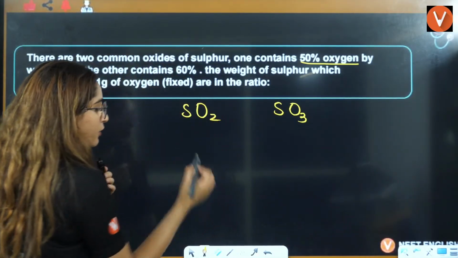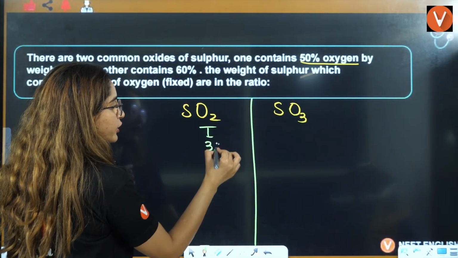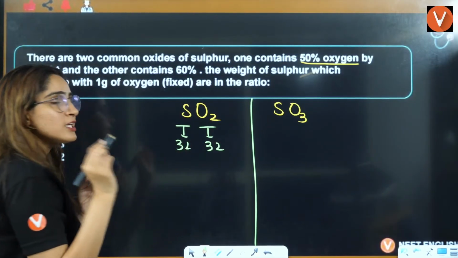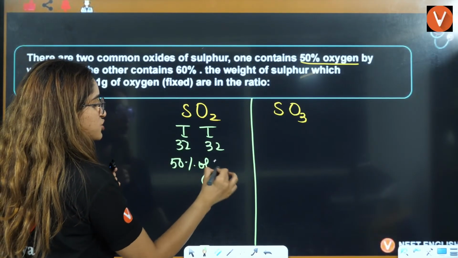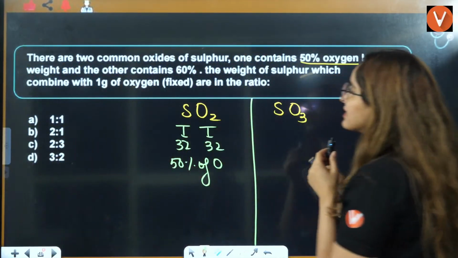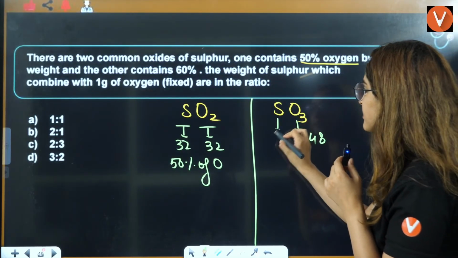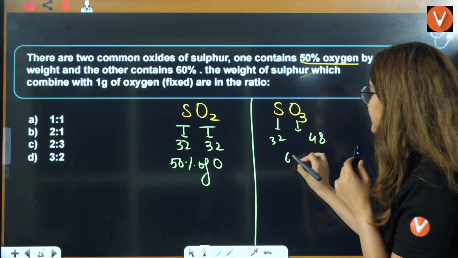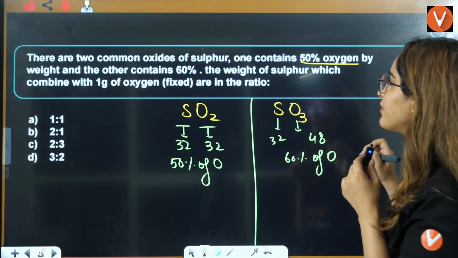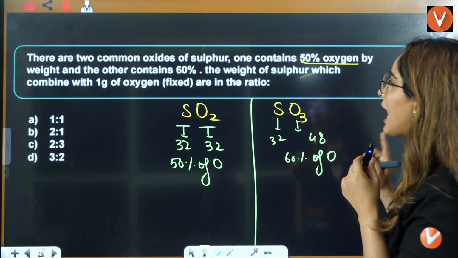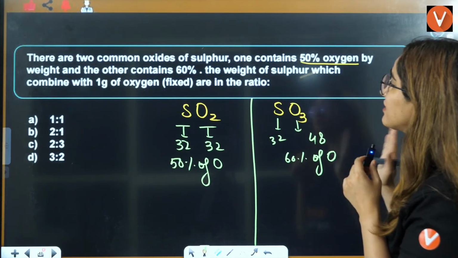If you see, they are talking about SO2. Because here if you see, this weight is 32, here this is also 32. So it is 50%, right? So we can say this is 50% of oxygen. In this case, it is 60% because this is 16 into 3, that is 48, and this is 32. So that is nothing but 60% of oxygen. Now they are saying the weight of sulfur which combines with 1 gram of oxygen is in a fixed ratio.